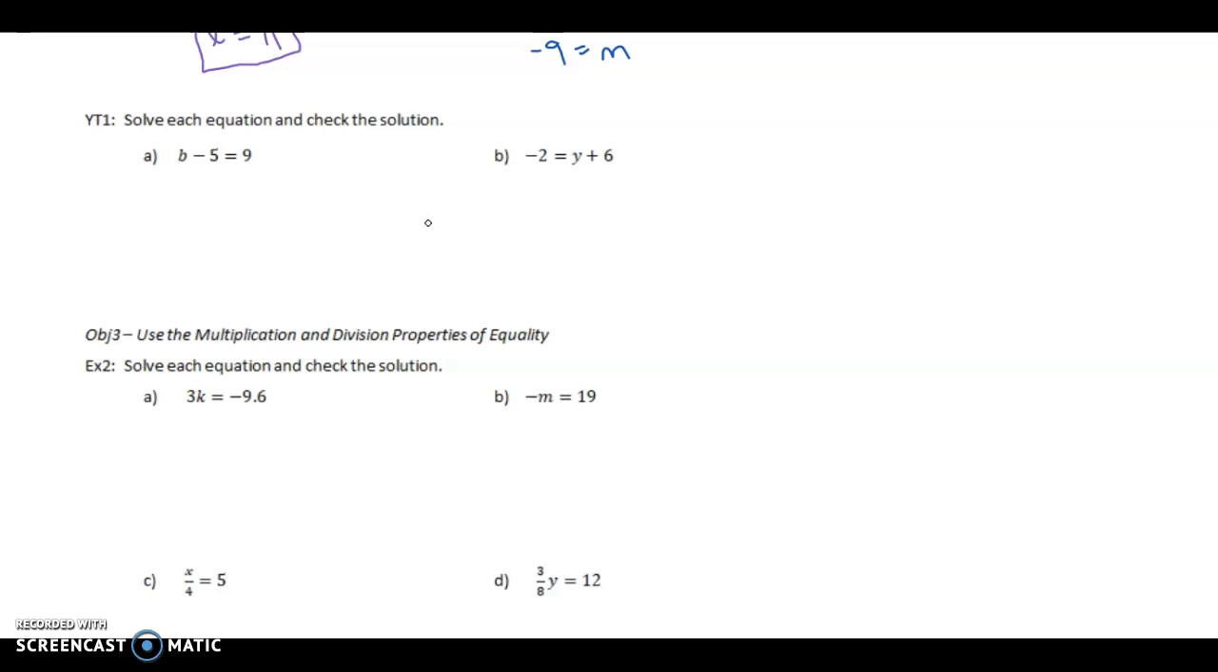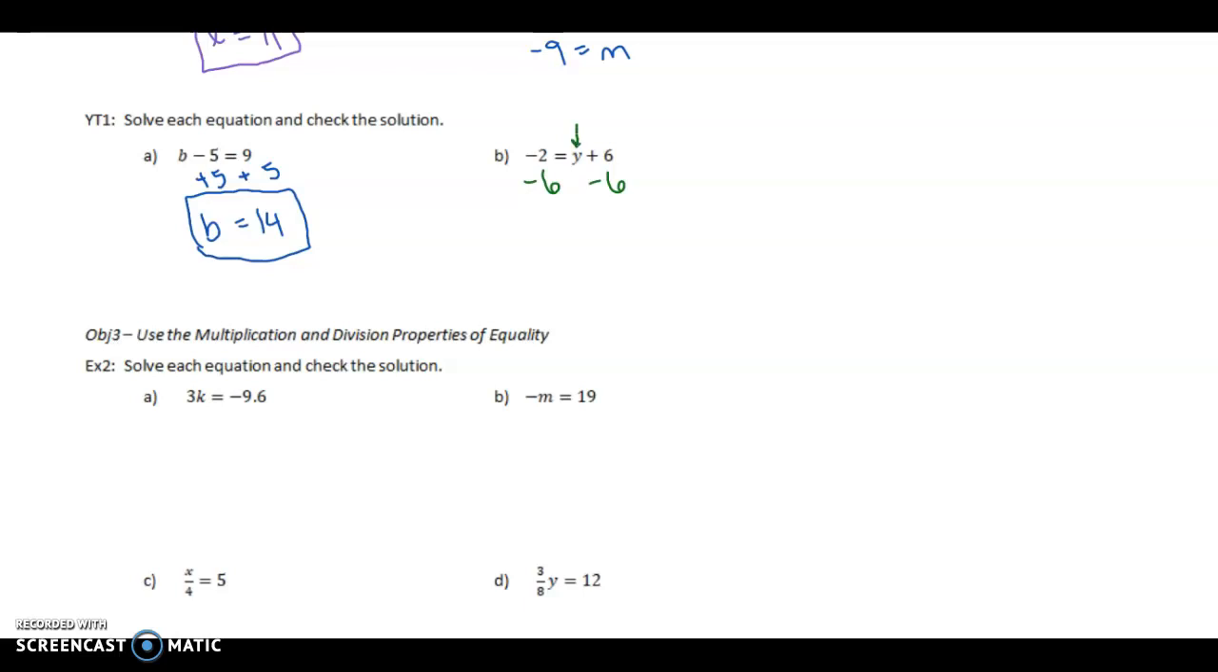For you try one, we're going to add 5 to both sides. That's going to give me b equals 14. And you know you're done when you're down to just the variable equals a number. And then on you try 1 part B, we're going to subtract 6.